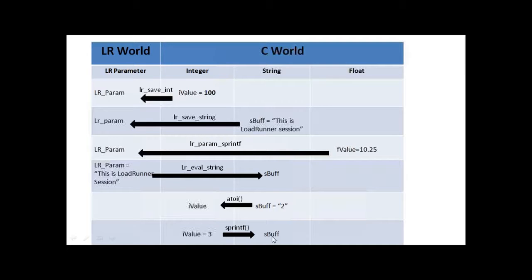But LR parameter to C variables, there is only one way, which is we can only convert to a string. And once we have converted to a string, we can use the power of the C programming language to convert to an integer or something else based on your need. So first we have to use lr_eval_string. On top of it, we have to use atoi. Let's go ahead and do that. Sounds good.